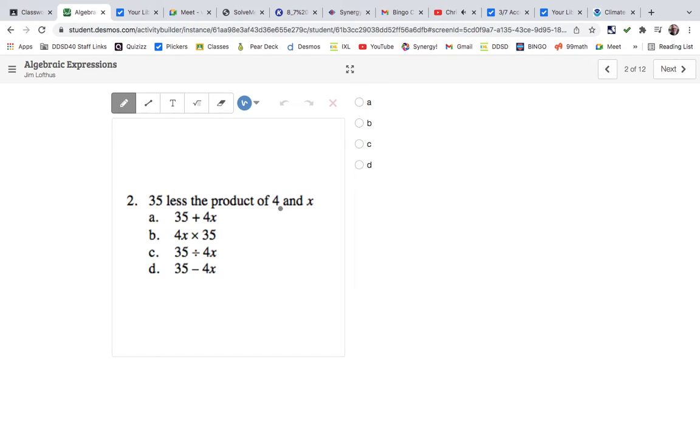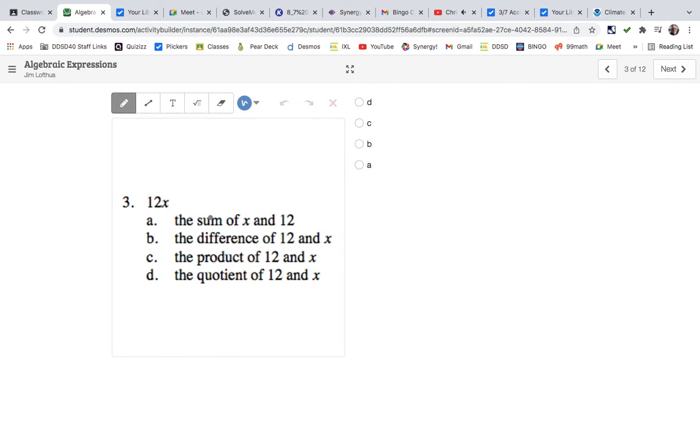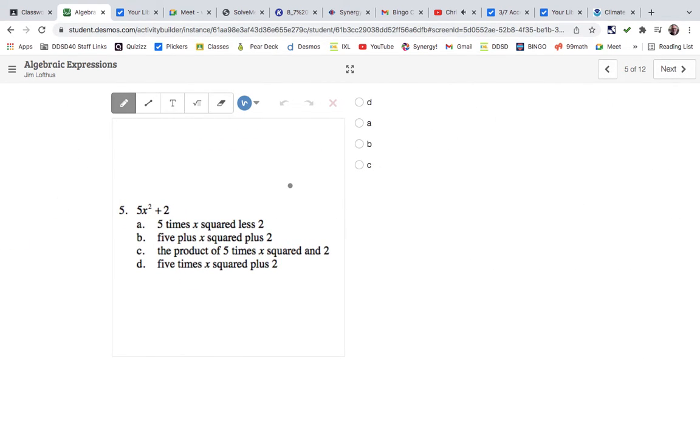35 less the product of 4 and x, that one is d. This is the product of 12 and x, that is c. This one is 4 to the 5th power, that's b. This one is 5 times x squared plus 2. That answer is D.